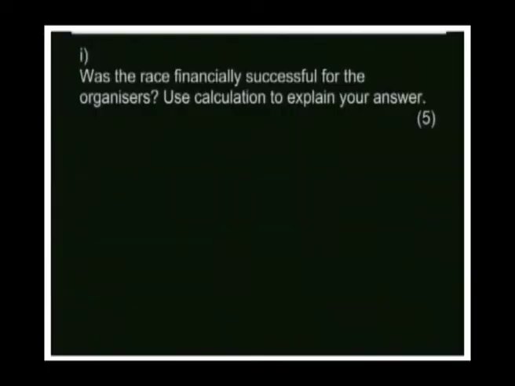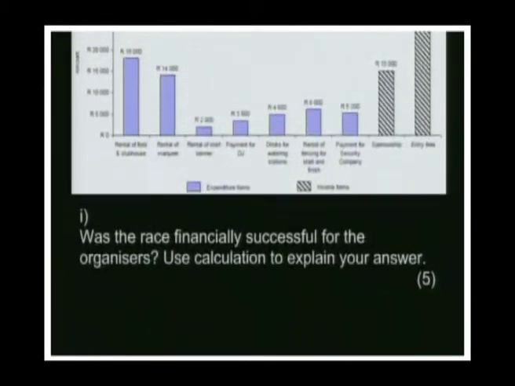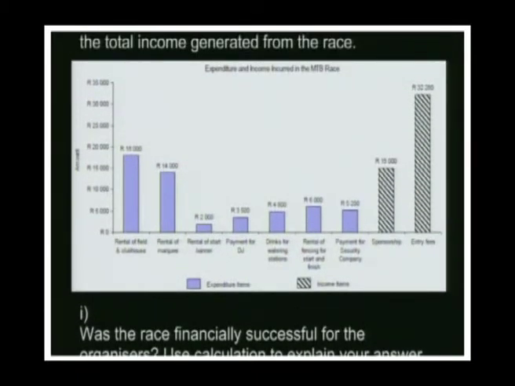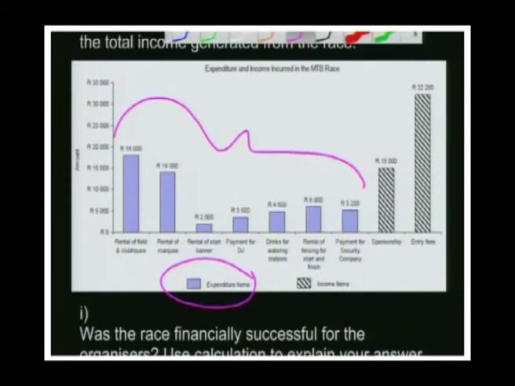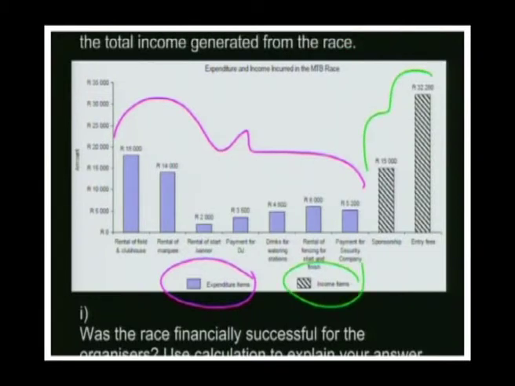Were the organizers of the race financially successful? Use calculations to explain your answer. Wow. Well, here is our expenditure and income incurred in the mountain bike race. As you can see over here, our double bar graph shows expenditure items, all of these in blue, and income items are striped. So as you can see, for income we had a sponsorship and we had the entry fees. Each runner has to pay a fee.